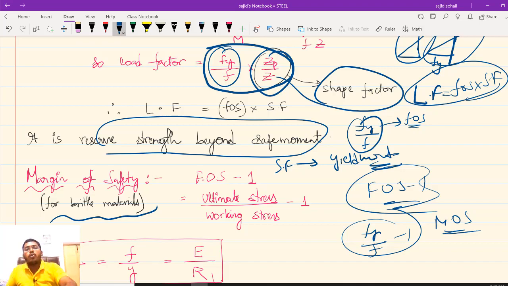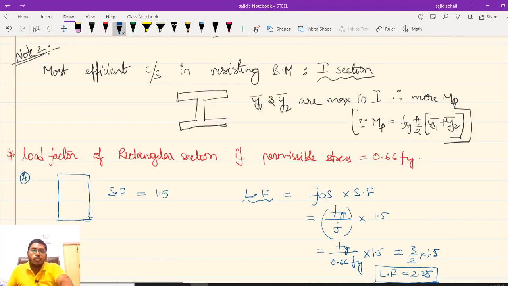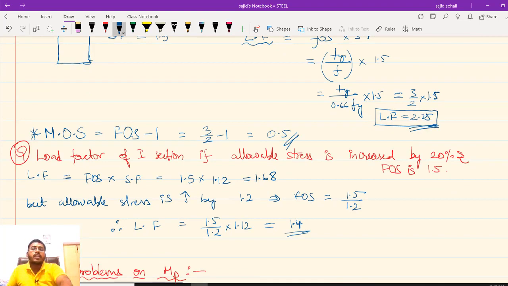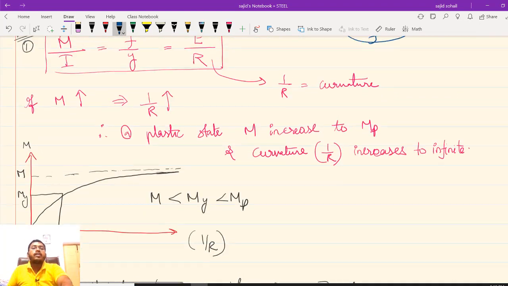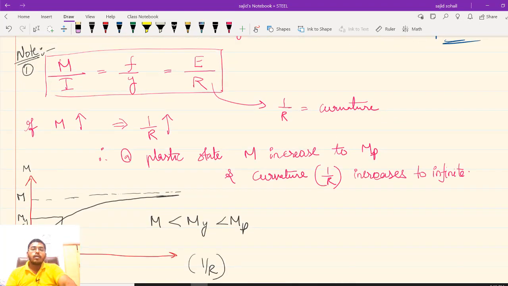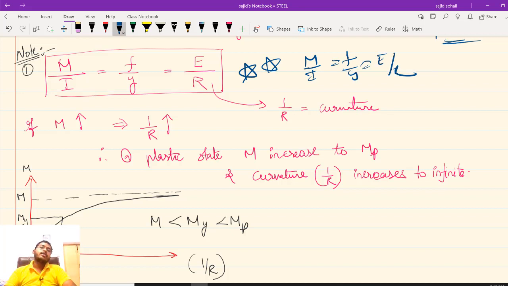Okay, so before going into problems of load factor, काफी important formula problems है, इसमें से question आने के chances बहुत ज़्यादा है. Before that, I will teach you one simple concept. What is this note? You all know this formula, right? M by I is equals to F by Y is equals to E by R. See, we have used this so far. M by I is equals to F by Y.